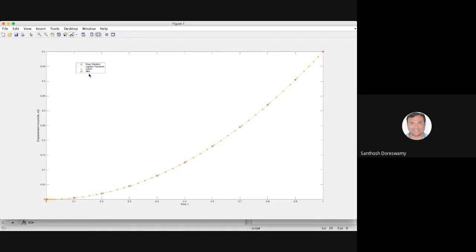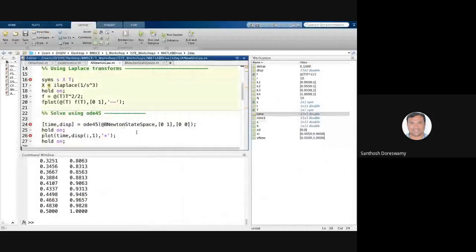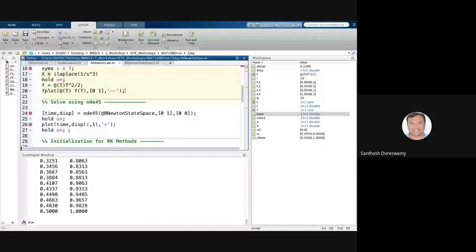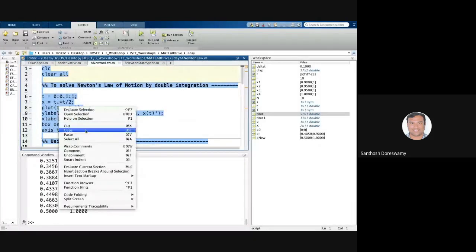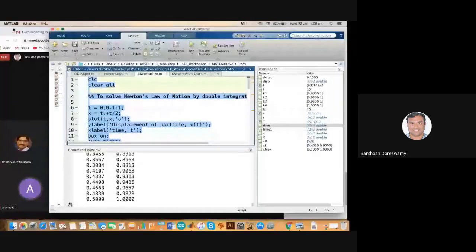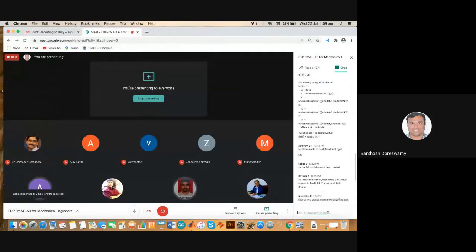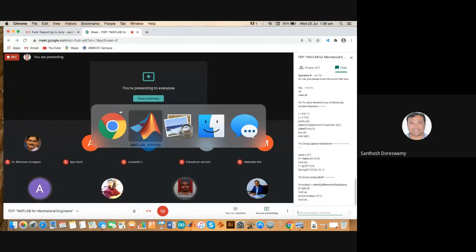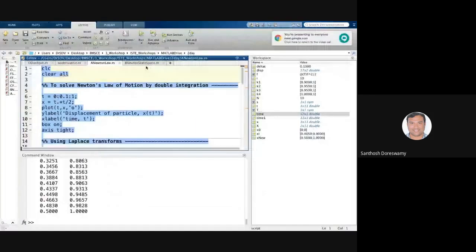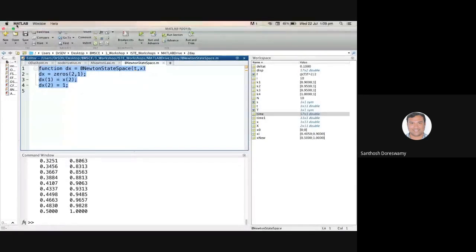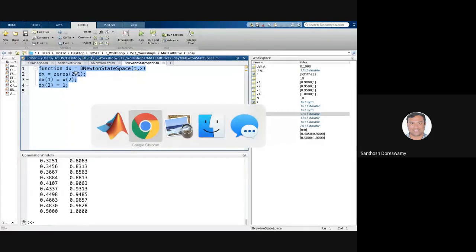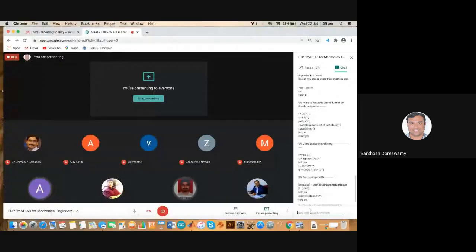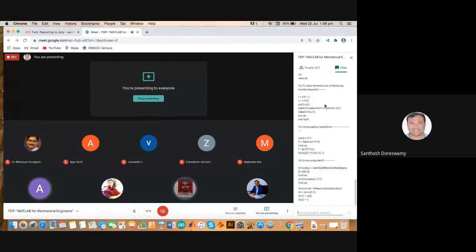RK4 is a higher order method, and here it is solving a second order differential equation. I'll get back to this, but before that I will paste this code for you. Please try to execute that on your computer. That's the code that I've pasted here, and I'll also give you the function file that I've used. There you go. That's the function file. So this covers an exact integration scheme, then the Laplace transform, and then an ODE45 solver.